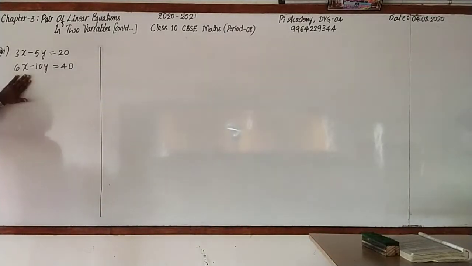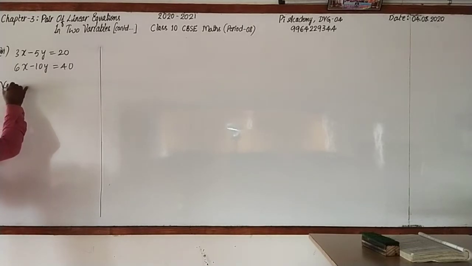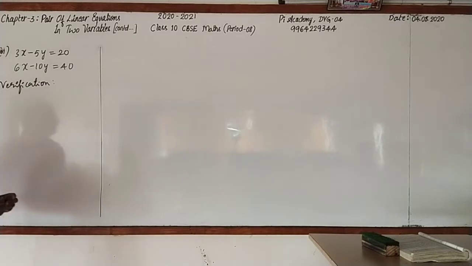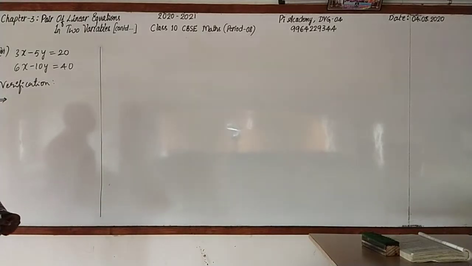First you copy this question: 3x minus 5y equal to 20, then 6x minus 10y equal to 40. Have you written? Let's go for verifying whether the given equations have a unique solution or not. What is the very first step? We have to write them in standard form.